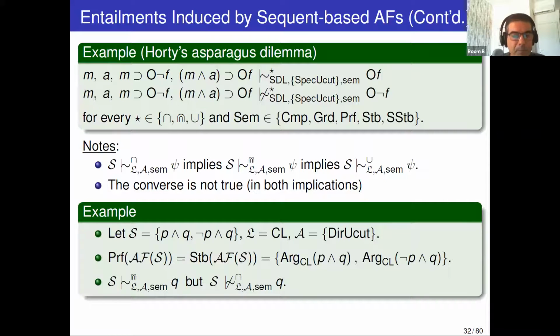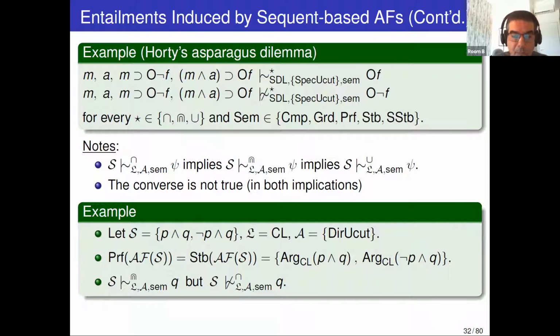Here is an example. Suppose that we have as our base set of assumptions P and Q and not P and Q. And we use classical logic as our base logic, and again, direct undercut as the sole attack rule. So in this case, it's not difficult to see that the preferred extensions and the stable extensions are either the arguments that classically follow from P and Q, or the arguments that classically follow from not P and Q.